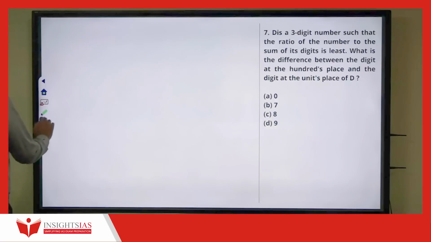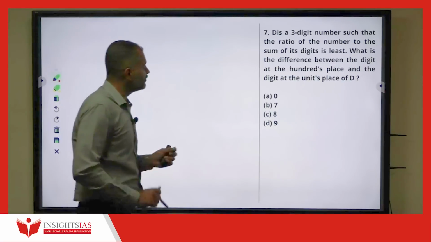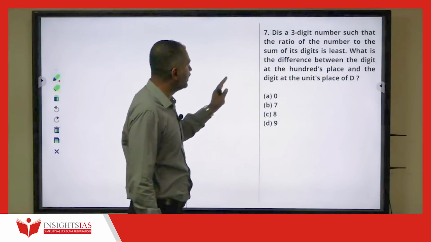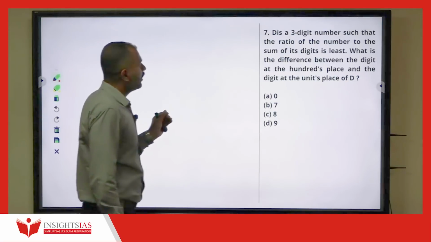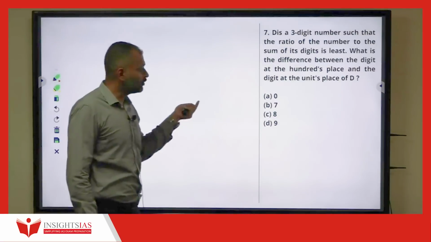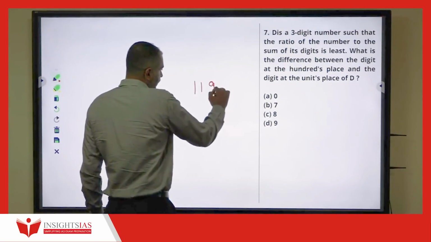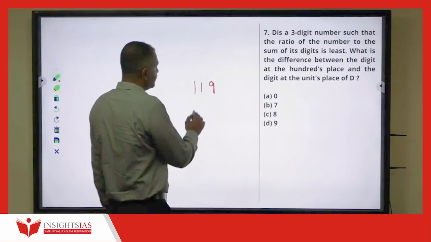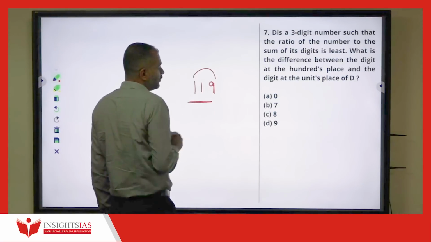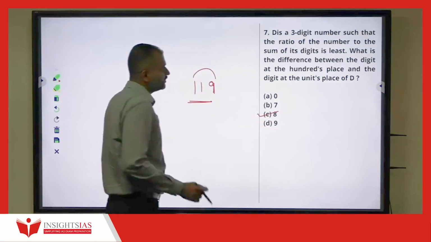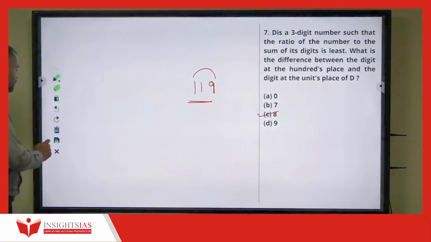See here, with a lot of trial and errors, I have concluded the answer. I am just giving the answer with a lot of trial and errors because I have to form a concept here. So I'll get back to you with the concept, but the number is 119. This is the required number, a 3-digit number. The difference between the 100 place and the unit place is 8 here. Just take the answer; I'll come with the concept for this question.